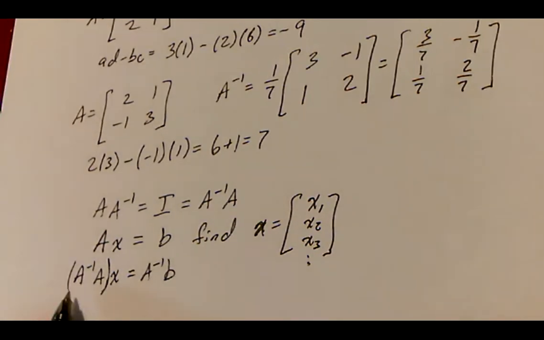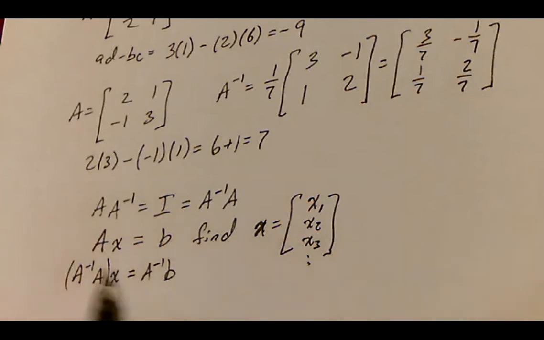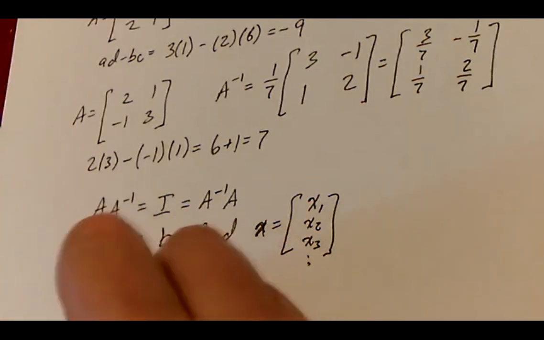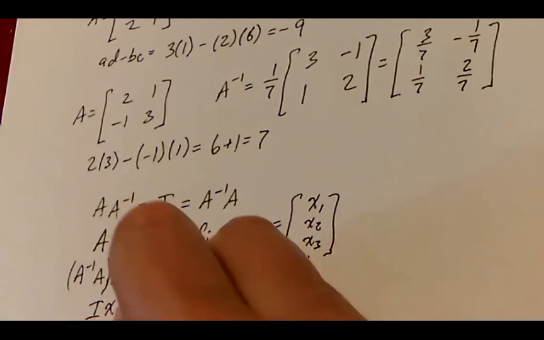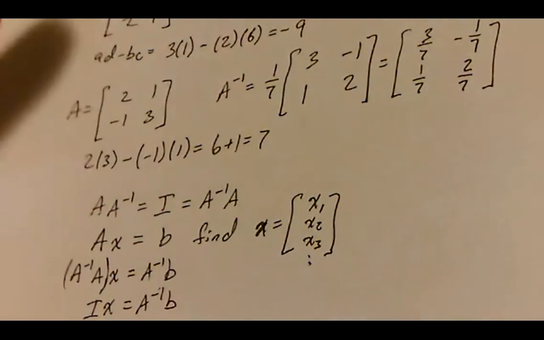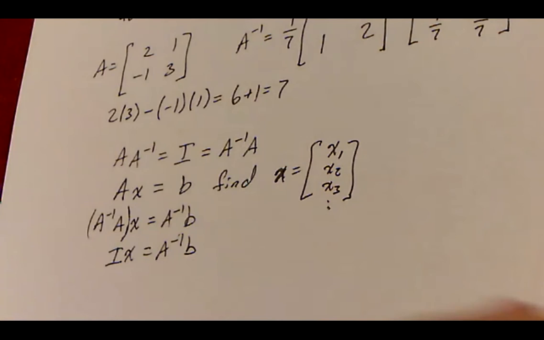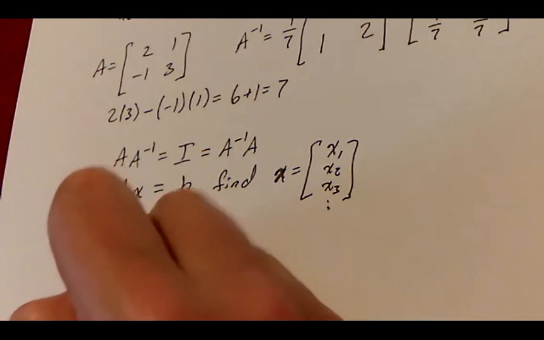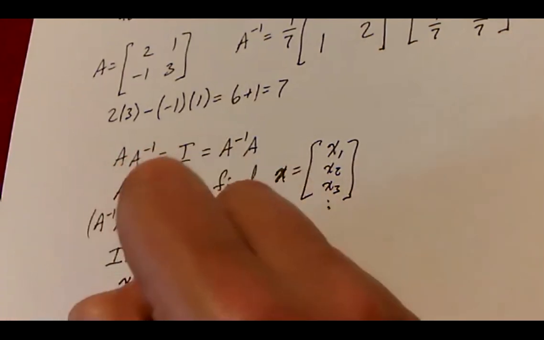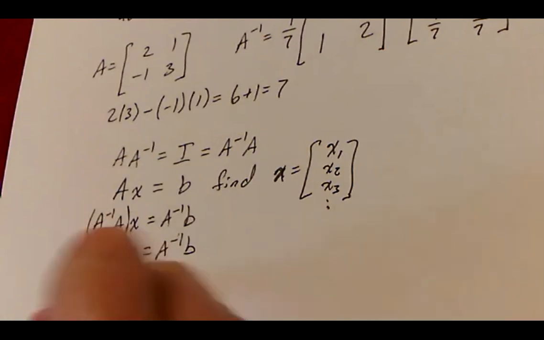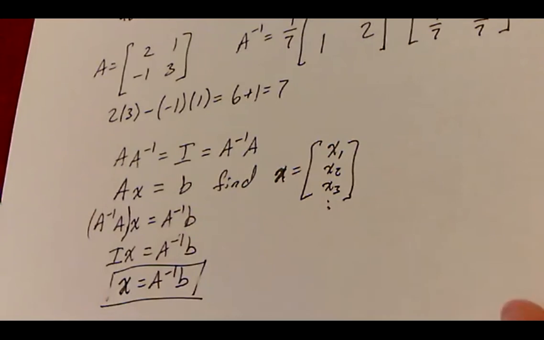I can do AX first and then A inverse, or do A inverse A first. I know this is the identity. So this is I times X. That gets me A inverse B on the left. And I maybe wrote down one extra step there by putting that I. Anything times the identity is just itself. So this tells me that X is equal to A inverse B. So I can use this to solve linear systems.